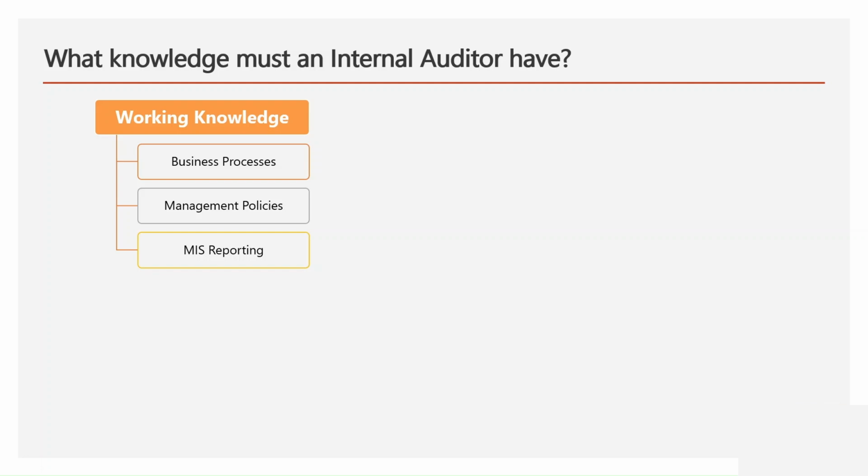Next we have MIS reporting. Now MIS reporting is management information system. These are reports which are prepared by managers and presented to the management, or it could be by people down the line who are reporting it to the managers. Why you should be able to understand these reports is because the facts and figures which are to be audited are contained in these reports.